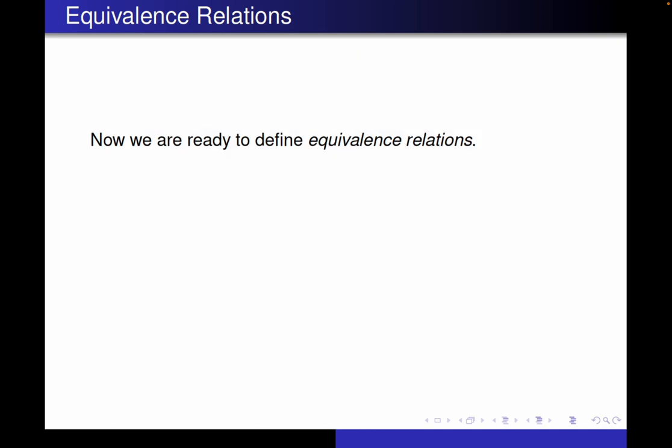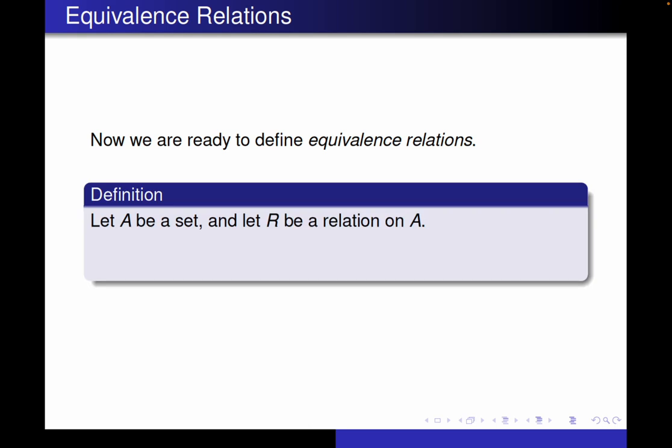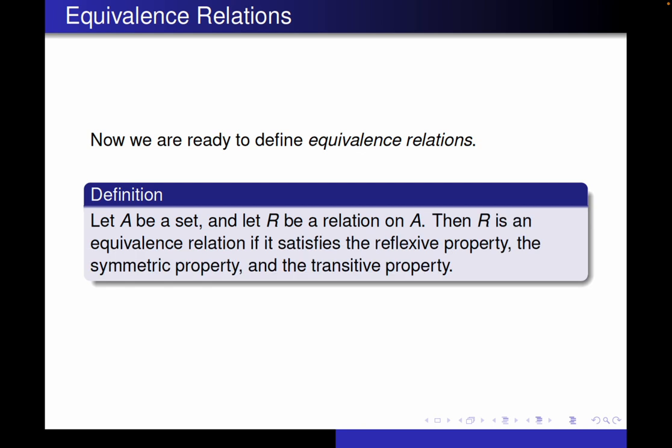Now that we have those three properties, we're ready to define equivalence relations. Let A be a set, let R be a relation on A. Then R is an equivalence relation if it satisfies all three of those properties that we were talking about. It satisfies the reflexive property, and it satisfies the symmetric property, and it satisfies the transitive property.